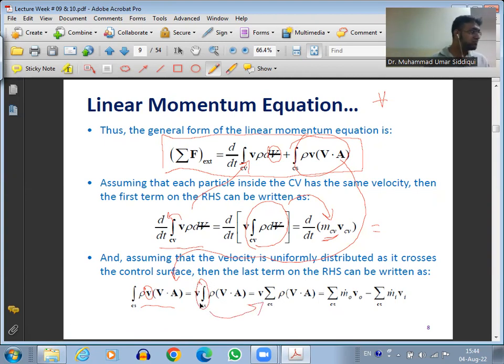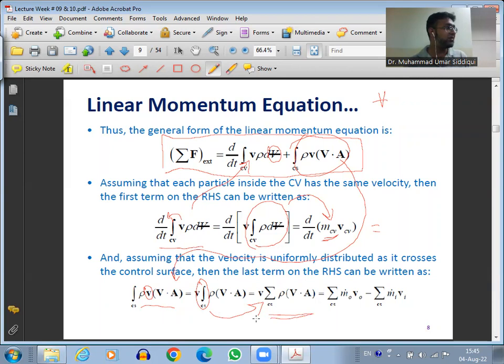Then the integral sign can be changed to a summation sign, because it depends upon how many inlets and outlets we have along that control surface. We are assuming that the velocity is uniformly distributed at any control surface. That means we can replace the integral sign with the summation sign. Now this is what is happening at the control surface.